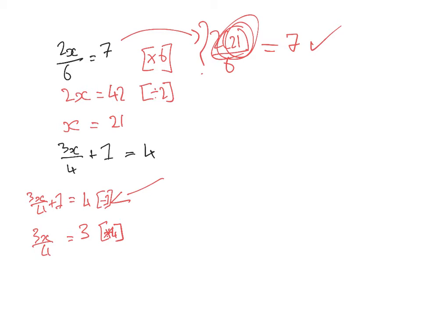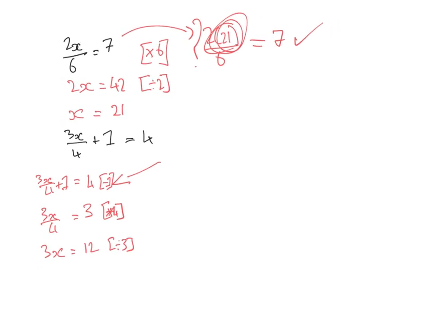So 3x over 4 times 4 is 3x. 3 times 4 is 12. What's been done to the x? Well, we're timesing it by 3. Do the opposite, the inverse, divide by 3. So we have x equals 12 divided by 3, which is 4.